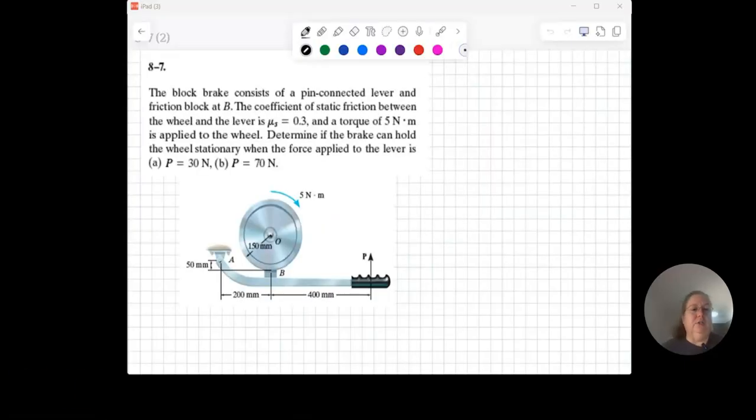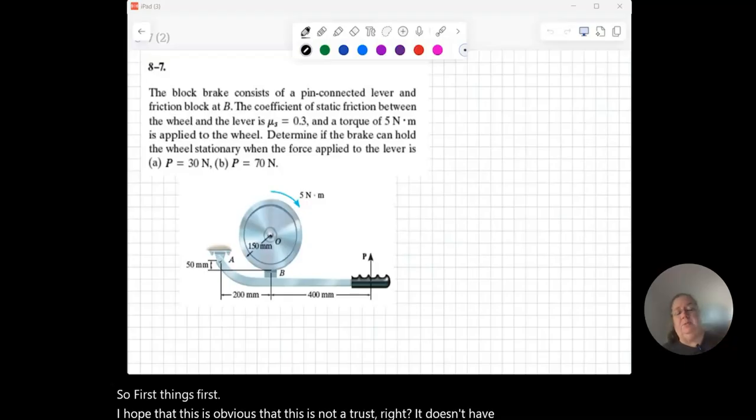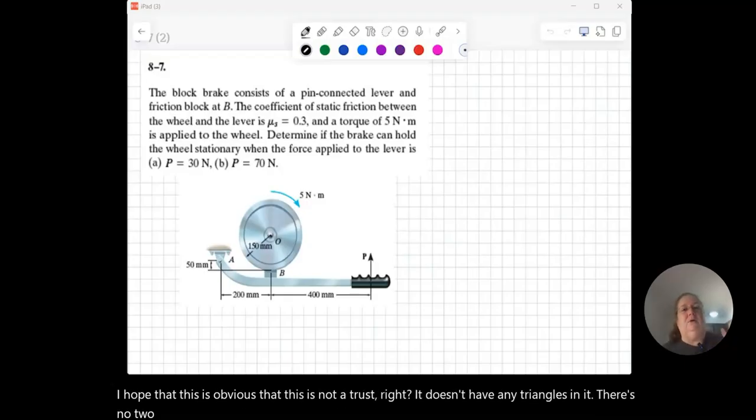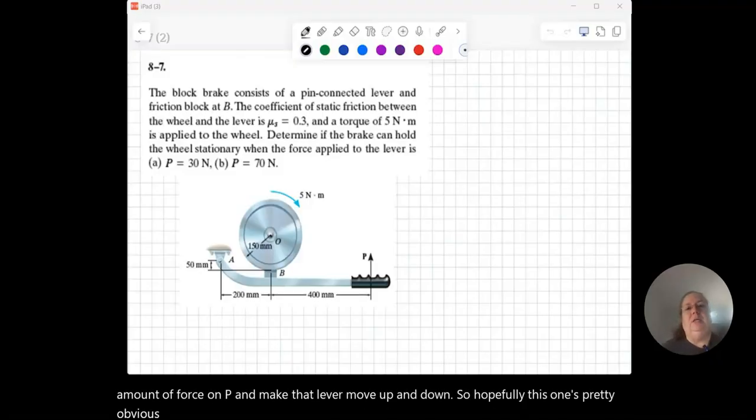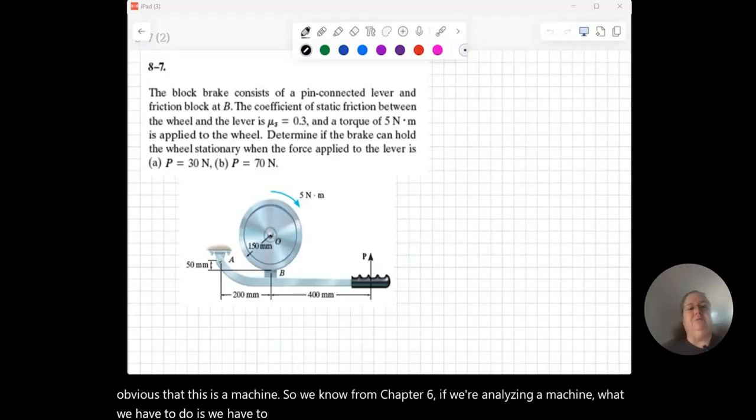First things first, I hope it's obvious that this is not a truss. It doesn't have any triangles in it, and there are no two-force members or anything like that. It's designed to move because I can change the amount of force on P and make that lever move up and down. So hopefully it's obvious that this is a machine. We know from chapter 6 that if we're analyzing a machine, we have to draw free body diagrams of each piece. So I'm going to go ahead and do that.